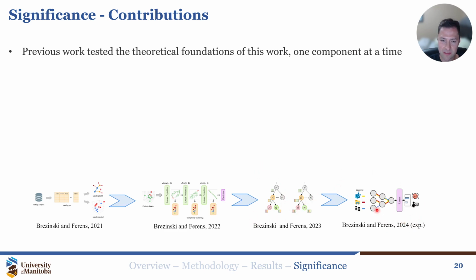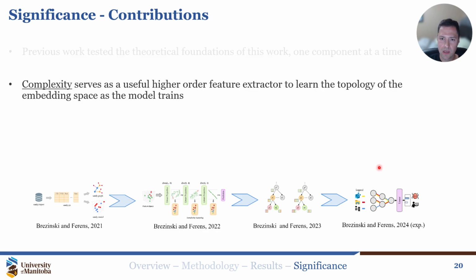And this work, to be completed and hopefully published by the end of the year, is all these ensemble methods and the work that we did to create the theoretical foundations for that. Complexity serves as a very useful higher order feature extractor, and we can use it to learn the topology of the embedding space as the model is trained. The embedding space starts out random, as the weights are initialized randomly, and as the model learns and separates those training examples, the complexity layer is capturing that and feeding it back into the model.